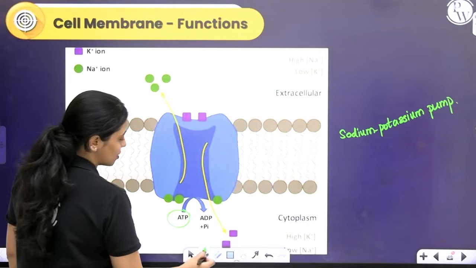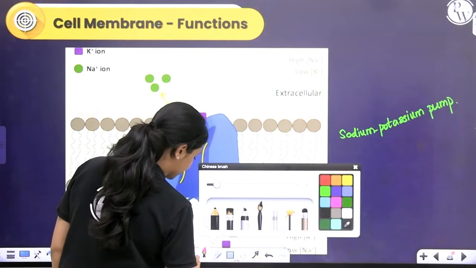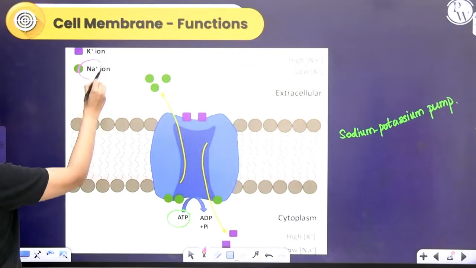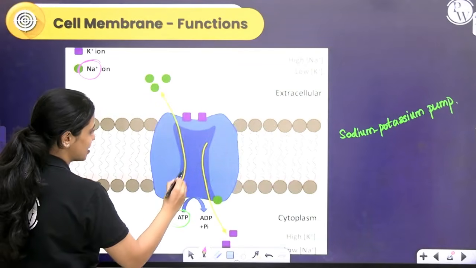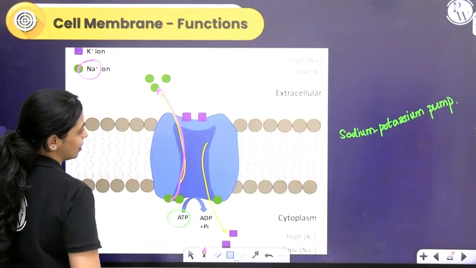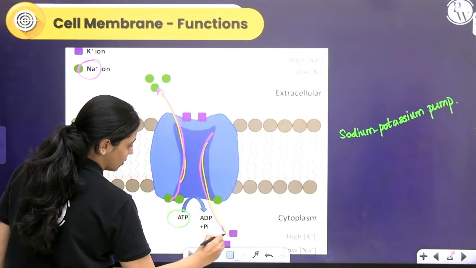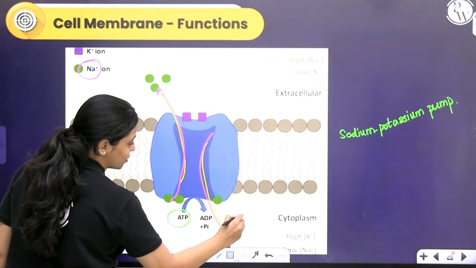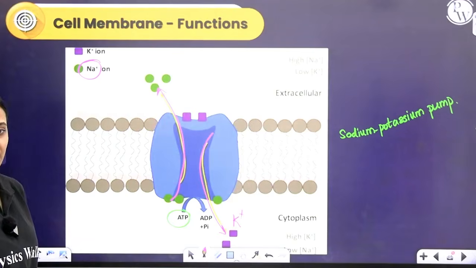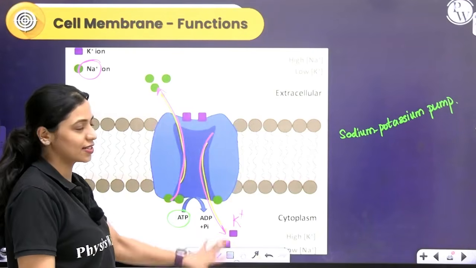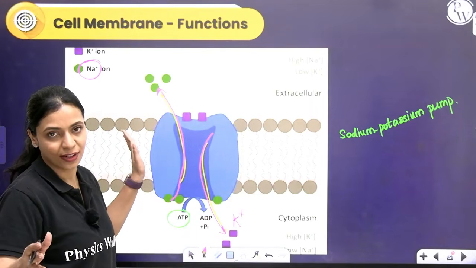Three sodium ions are transported against the gradient outside the cell. In exchange, 2 potassium ions are pumped into the cell by making use of 1 ATP. In both cases, it is happening against the concentration gradient.